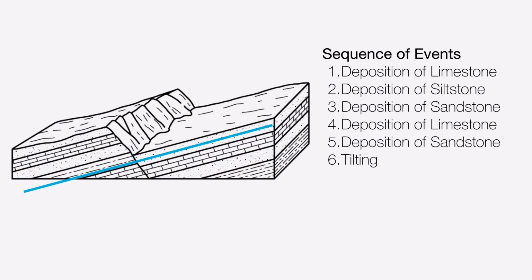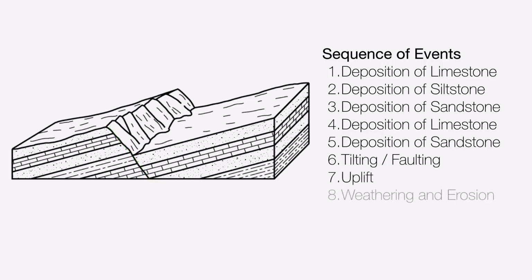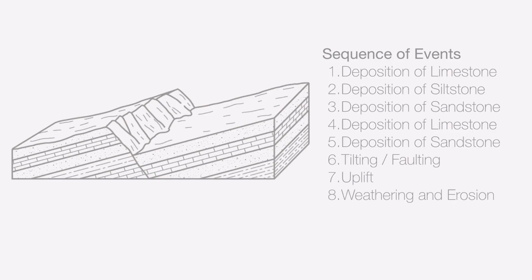Probably at the same time as the tilting, this crack formed, which is faulting. So I'm going to include tilting and faulting together. It's very difficult to tell which one came first, so I'll just include them as step number 6. And at the same time, if you look at the surface, it looks like there's been some weathering and erosion. So I can also infer that the tilting and the faulting of the layers caused a period of uplift, which allowed for weathering and erosion. And there's a complete sequence. But we have more rules to consider.